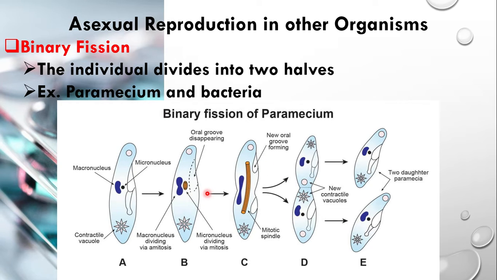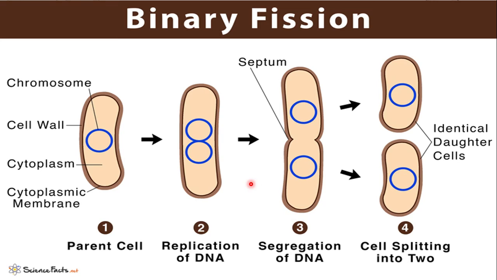After the genetic material of the Paramecium is replicated, in which we have here the micronucleus, it will turn into this one. Then the Paramecium can undergo binary fission. This one is the binary fission of bacteria. Okay? So the chromosome of the bacteria will undergo replication. After replication, the replicated genetic material will segregate from the original genetic material, and then later on it will split into two identical daughter cells. So that is binary fission.